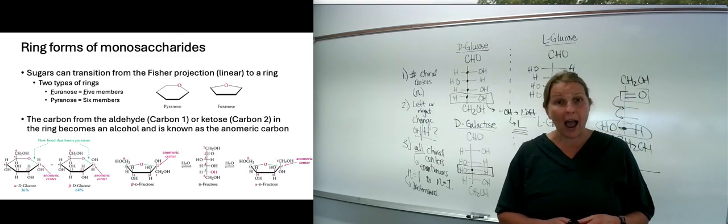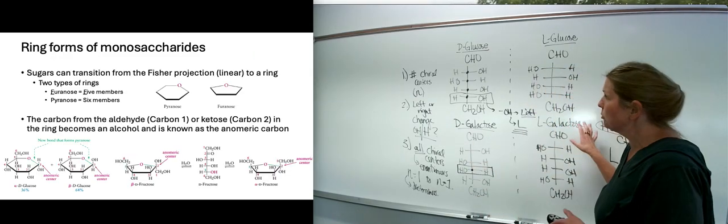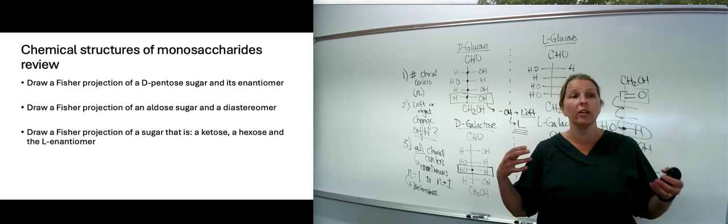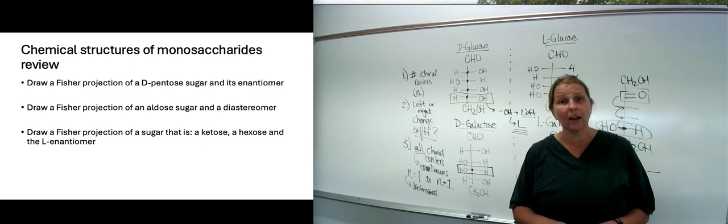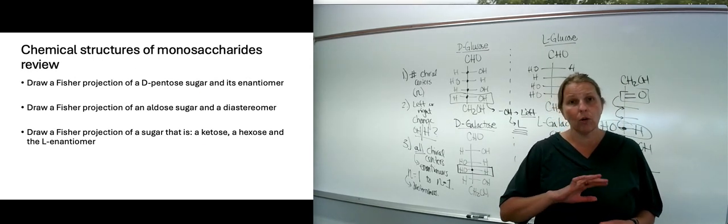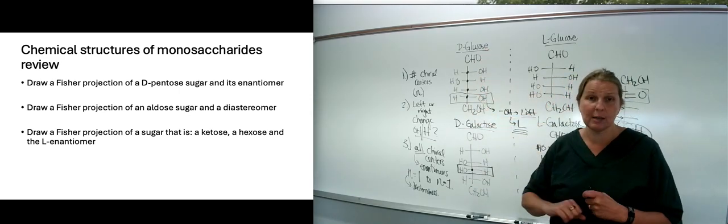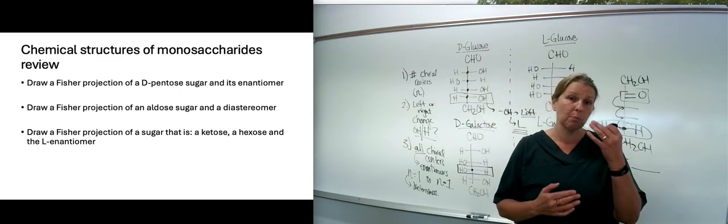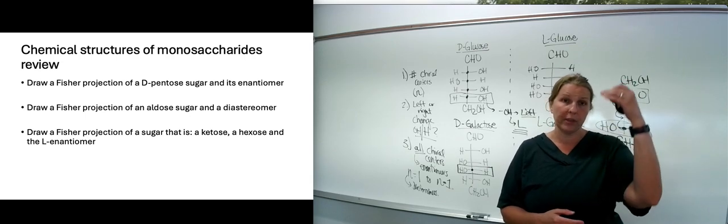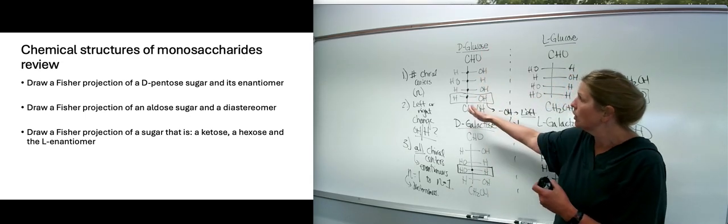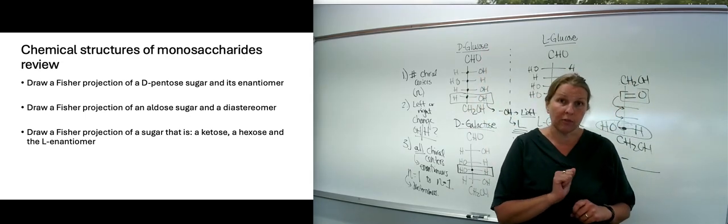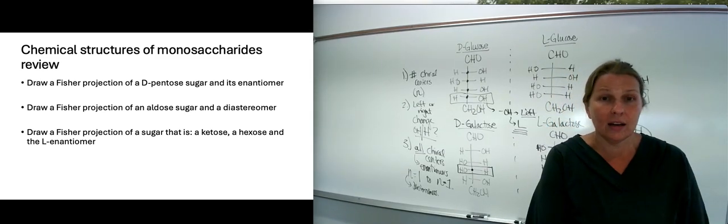All right, so now that we know about enantiomers, diastereomers, and overall looking at those chemical structures of the monosaccharides, we are now going to talk about how we put these not from the Fischer projections anymore, but into a ring, because sugars can be present in our bodies both in the linear form, straight up and down, as well as the ring form. So we will talk about that in our next video.